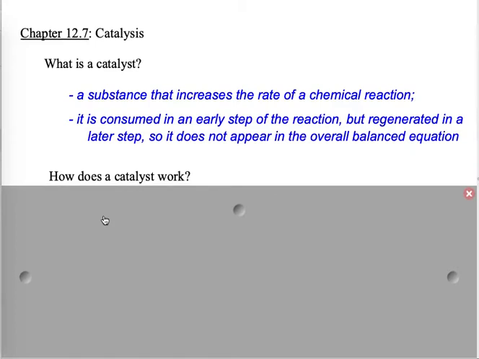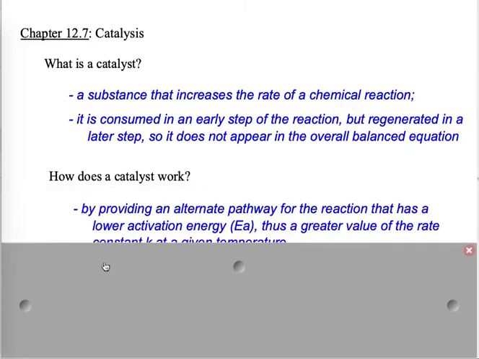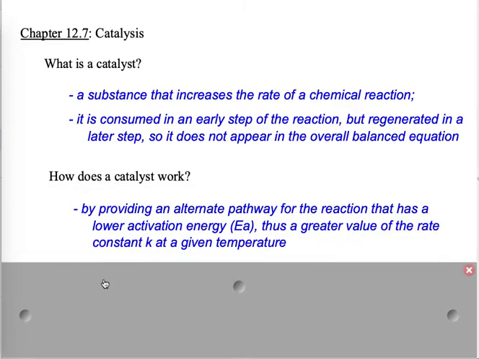So how does a catalyst work? Very straightforward, by providing an alternative pathway or mechanism for the reaction that has a lower activation energy. Okay, so it's a completely different pathway that has a lower activation energy, and thus, since the activation energy is lower, that results in a greater value of K at a given temperature.